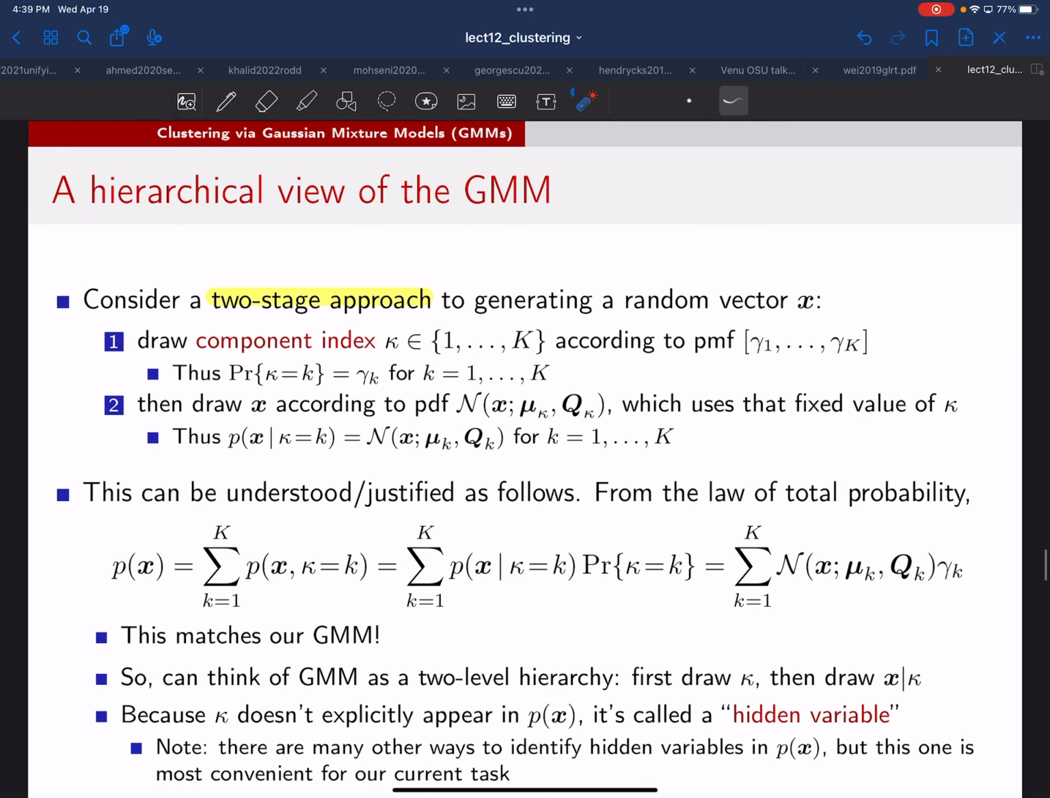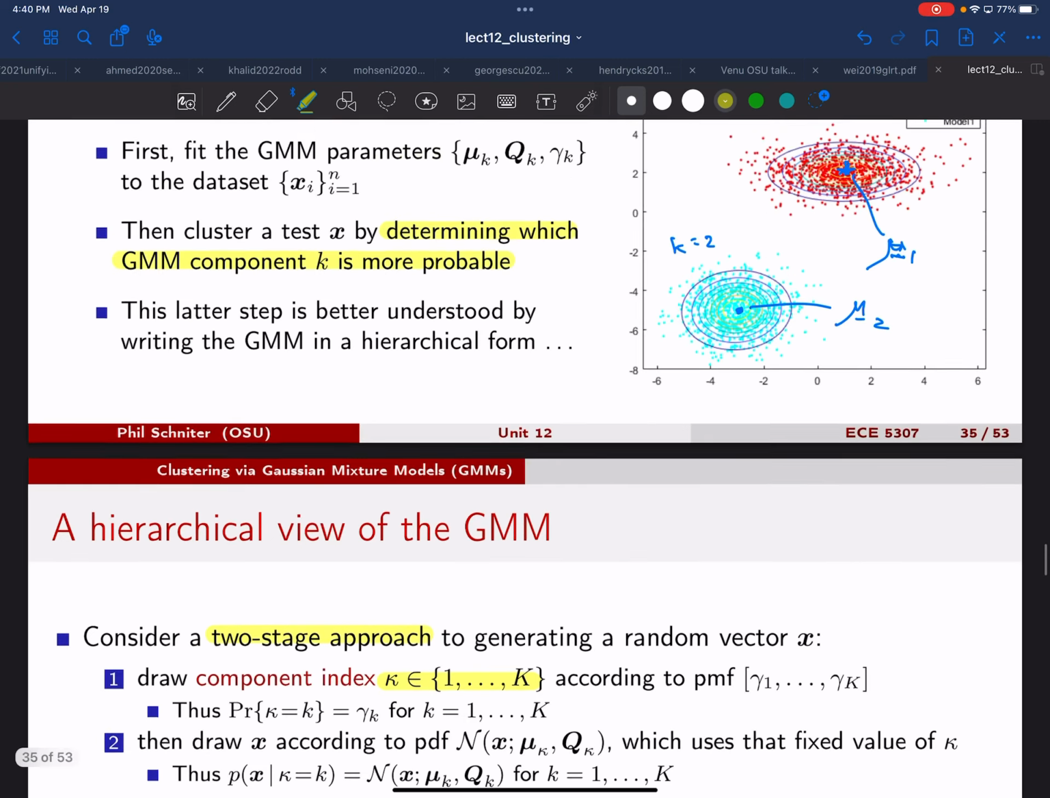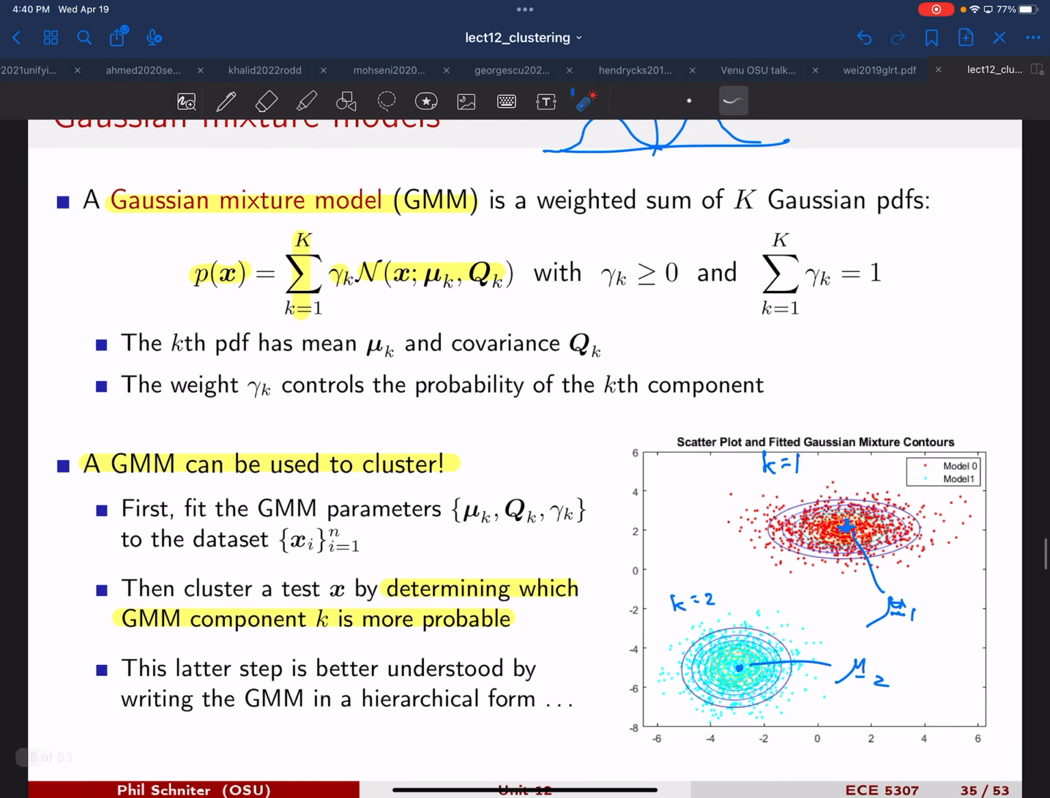First, you could say, which mixture is it coming from? We're going to define the mixture index by kappa. And then once you determine which mixture it's coming from, you can simply focus on that Gaussian and then just generate a Gaussian random variable. So it's splitting this into two easy problems.